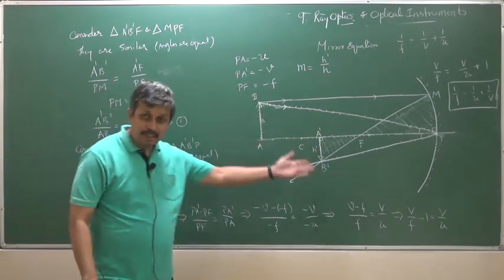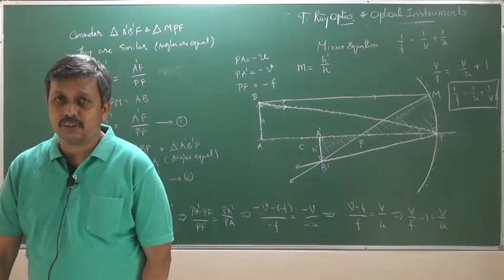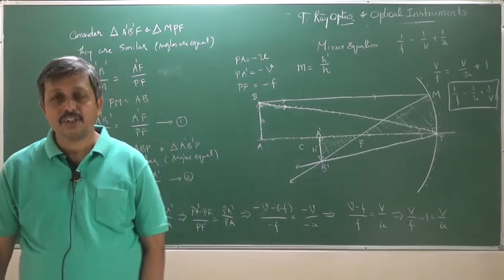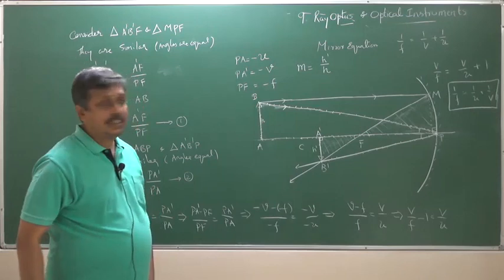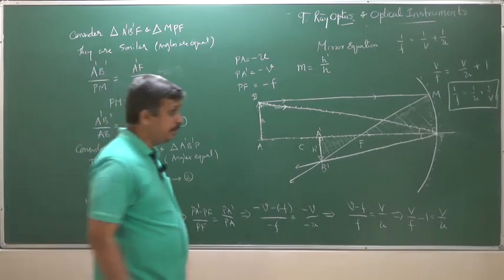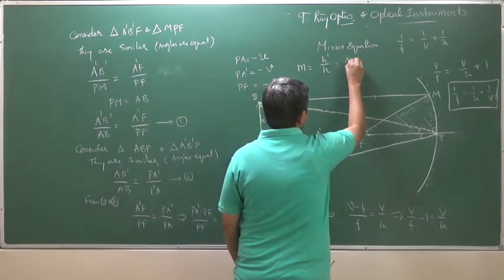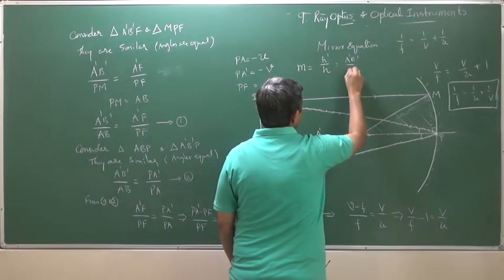In this case, image height is smaller, so magnification will be less than 1. In other cases, there may be magnification bigger than 1 also. So H dash by H, which is nothing but A dash B dash by AB.